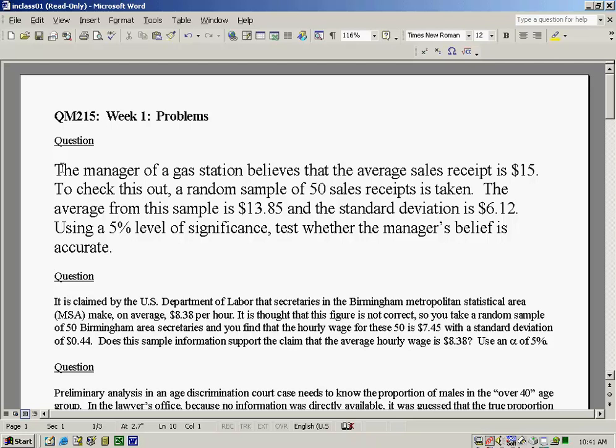So to check this out, a random sample of 50 sales receipts is taken. N is 50. The average from this sample is $13.85. That's the X bar. And the standard deviation is $6.12. That's the S. Using a 5% level of significance, that's the alpha, total area of the tails, test whether the manager's belief is accurate. This is the very basic type of hypothesis test, and everything that we need is there, and nothing extra is there.